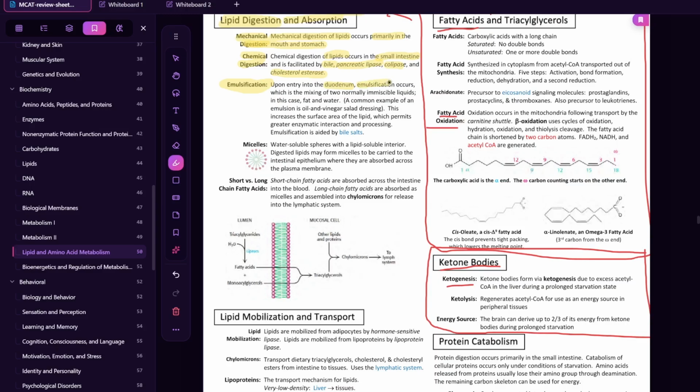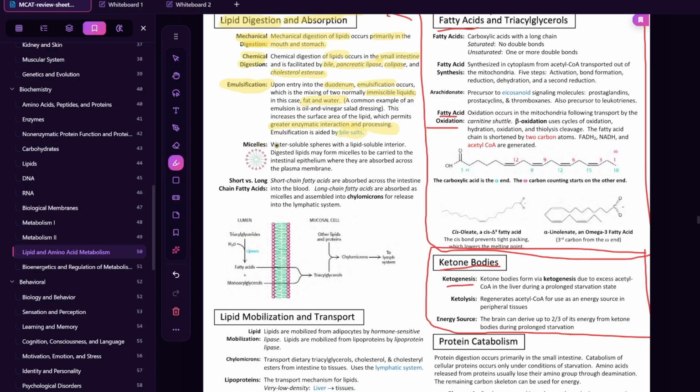Duodenum. Emulsification occurs, which is the mixing of two normally immiscible liquids, in this case fat and water. So fat and water usually don't mix together, right? But this increases the surface area of the lipid, which permits greater enzymatic interaction and processing. So the duodenum is able to do that. Emulsification is aided by bile salts.